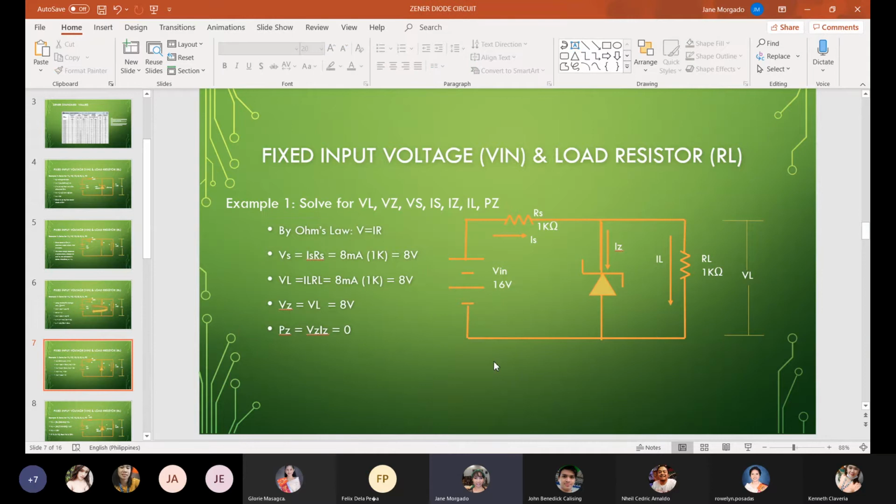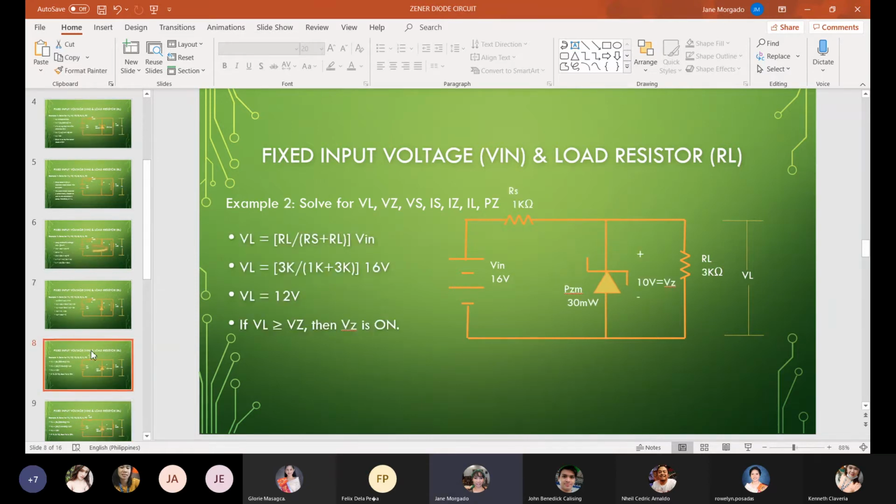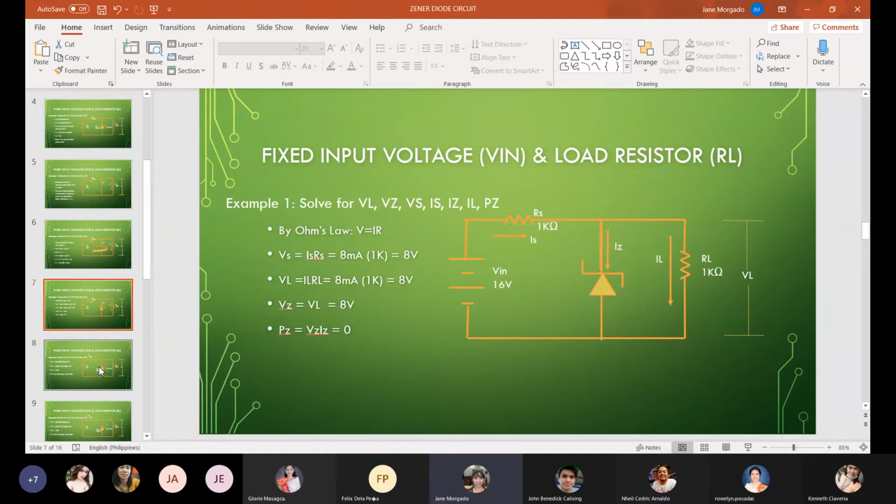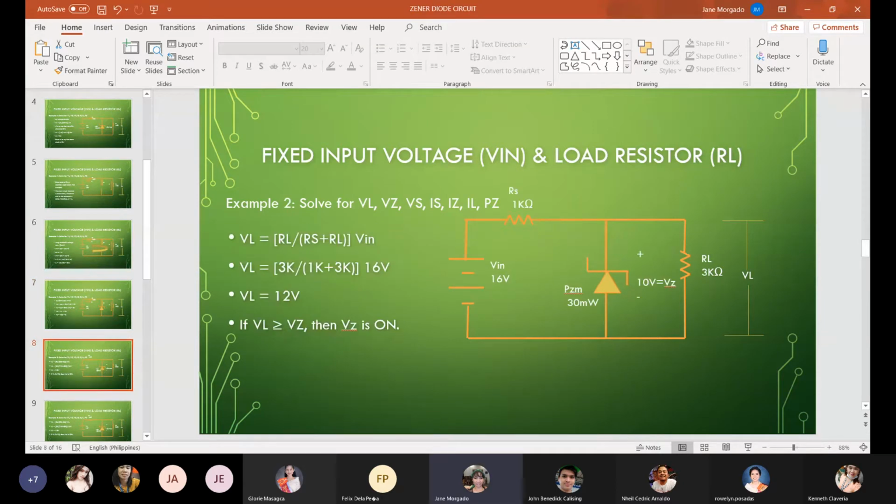Question? Question? Question for number 1. Okay. Question for number 1 before we proceed to number 2. Is number 1 clear? Hello? Yes po. Yes, ma'am. Okay.